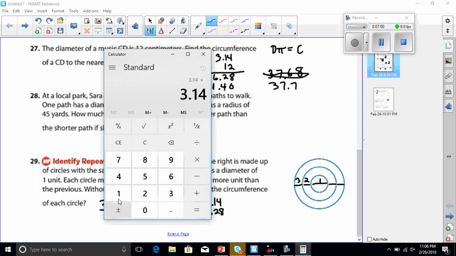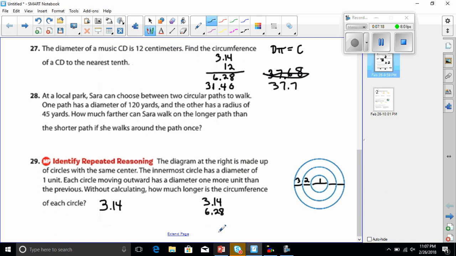3.14 times 1, of course, is going to be 3.14. Times 2, 6.28, just like I said. And divided by 2 so we can get back to 3.14. Now times 3 for that last one, 9.42. And if I write 9.42, you might be saying, is that really 3.14 more?